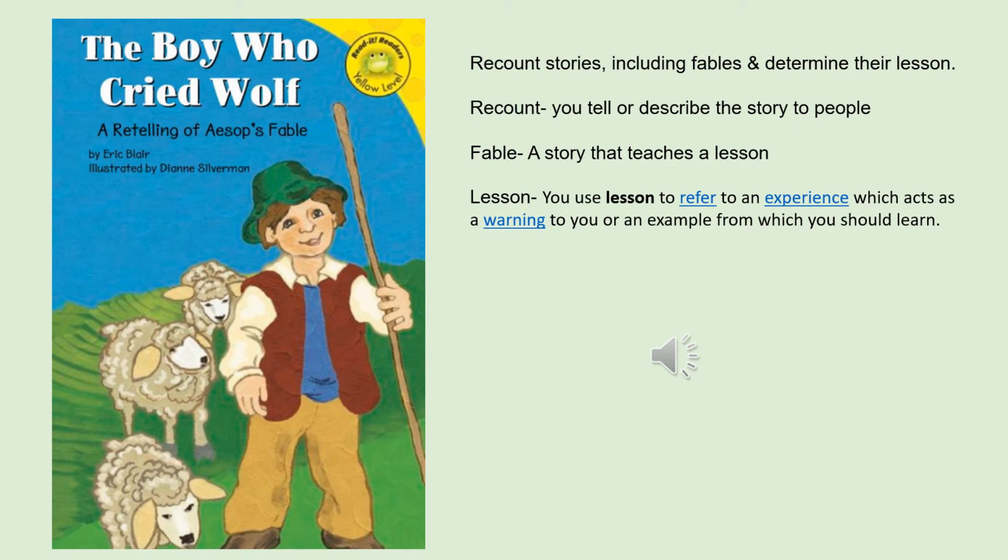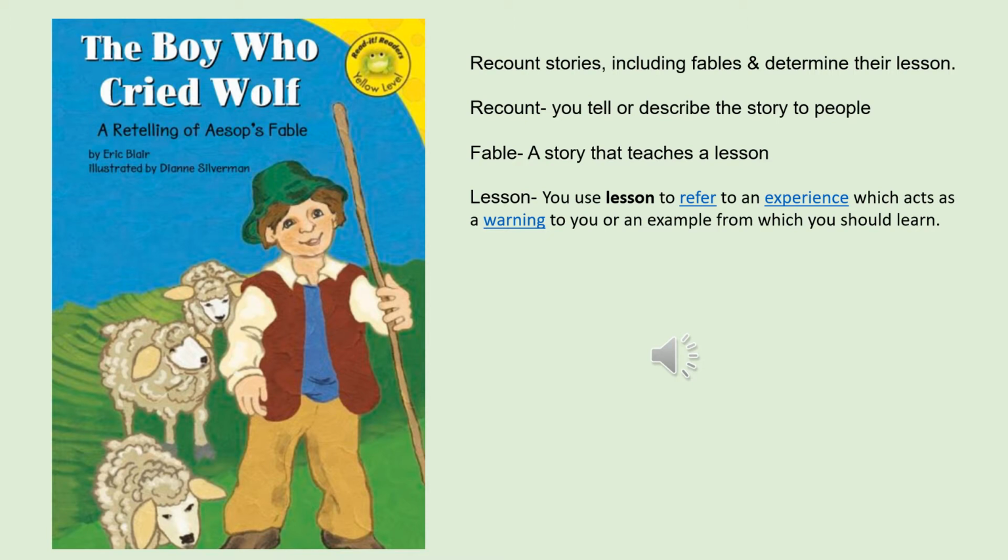Okay, second grade. So we are going to be reading the Boy Who Cried Wolf story today. It's actually a fable, an Aesop's fable. And our focus is going to be on recounting stories, including fables, and determining their lesson. So when you recount a story, you tell or describe the story to people. And a fable is a story that teaches a lesson. So we'll be looking for what the lesson is in the story.